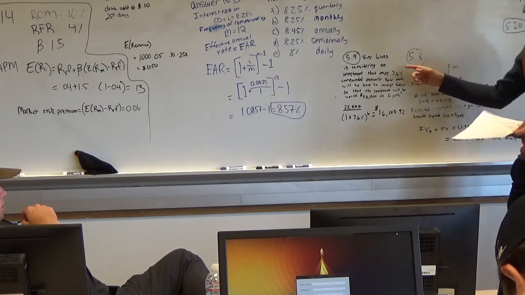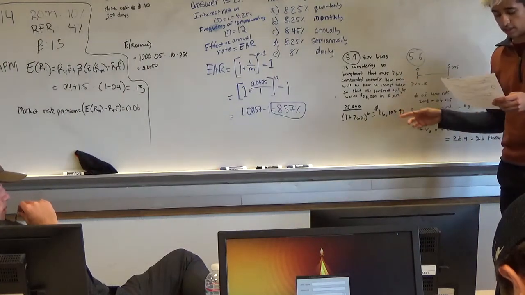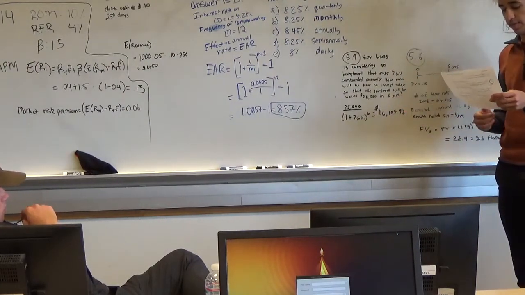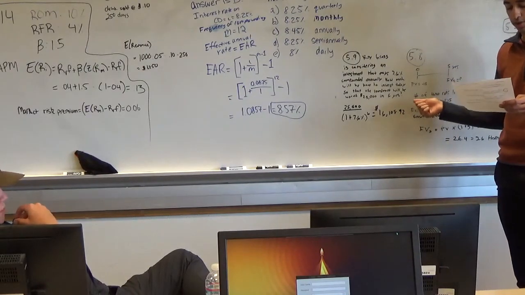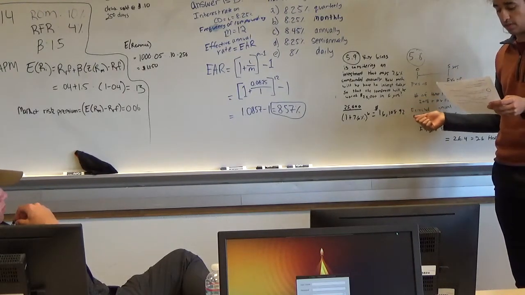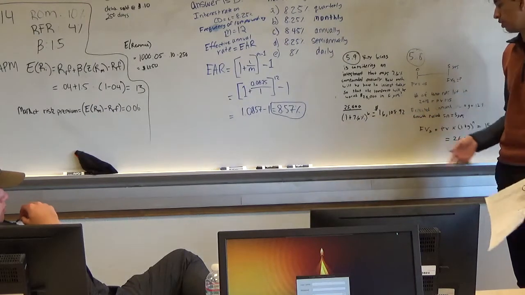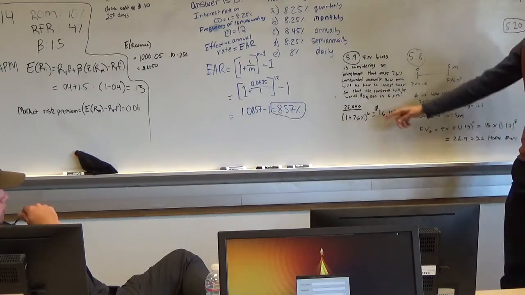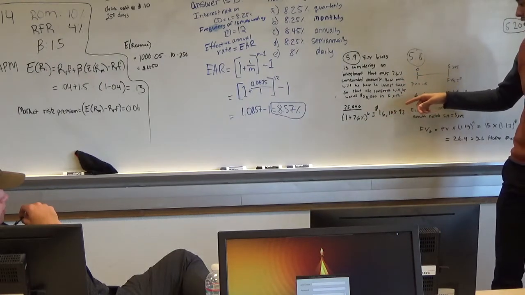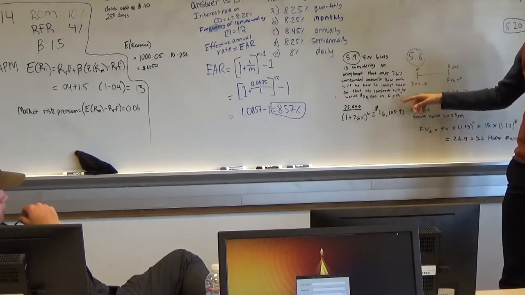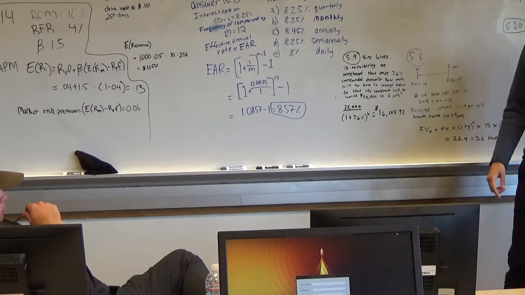And then for 5.9, it says Rory Gross is considering an investment that pays 7.6% compounded annually. How much will he have to invest today so that the investment will be worth $25,000 in 6 years? So you do $25,000, which is the total, over 1 plus the rate, which is 7.6%, to the 6, because it's 6 years, and then you get $16,108.92.